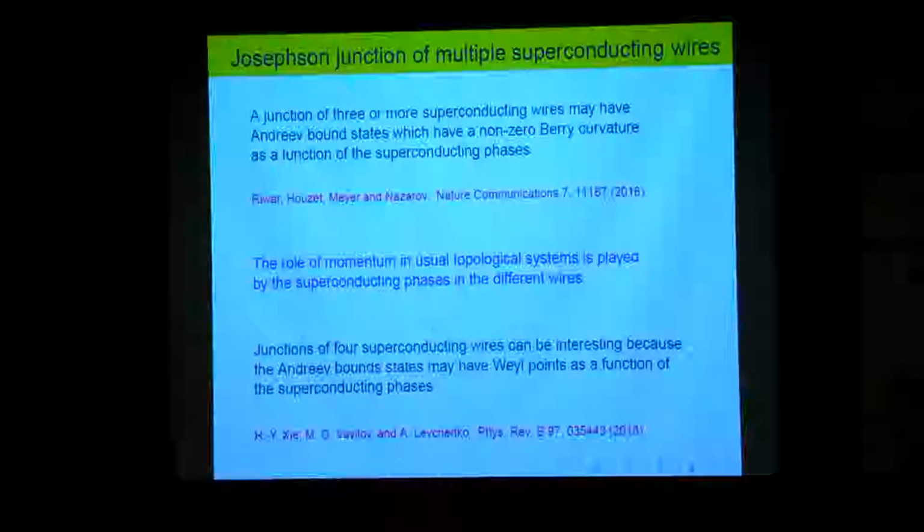There is another paper in 2018 where they showed that if you take four superconducting wires, then as a function of the superconducting phases you can actually get Weyl points. These bands may have Dirac points, or they may have conical points touching each other, just like a Weyl dispersion in 3 dimensions. So you can have all kinds of interesting effects in these systems which you have already seen in electronic systems.